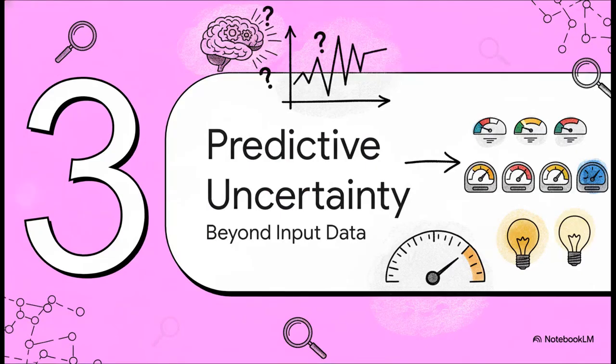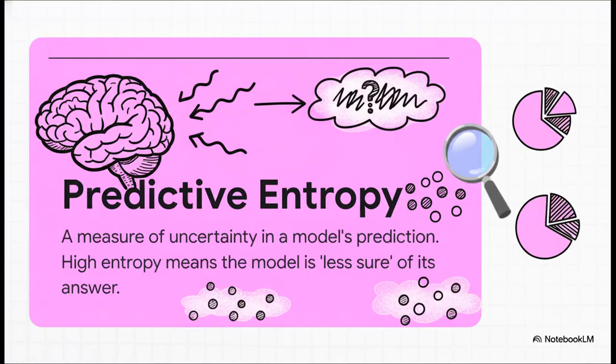Okay, so checking the input data is huge, but it's only half the story. There's another super powerful signal you can track, and that's by looking at your model's output. Basically asking the model, hey, how sure are you about that prediction? This is what we call monitoring predictive uncertainty. And the tool for that is called predictive entropy. The absolute easiest way to think about this is as your model's confusion score.